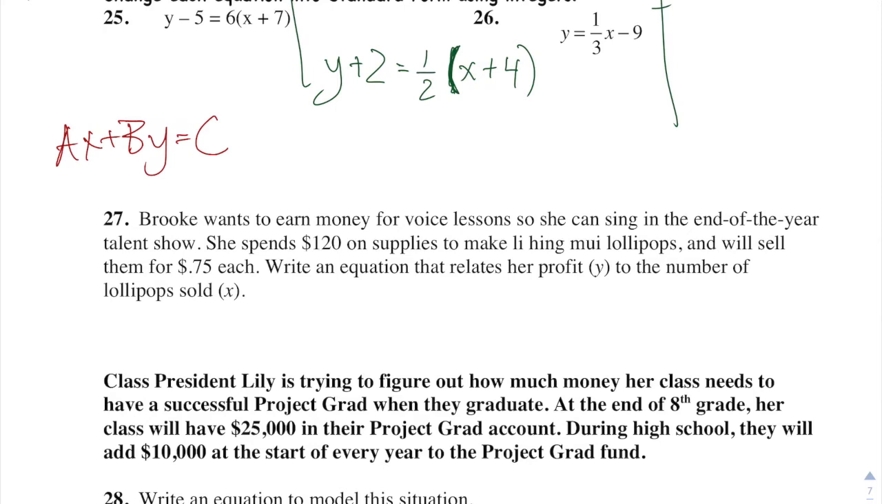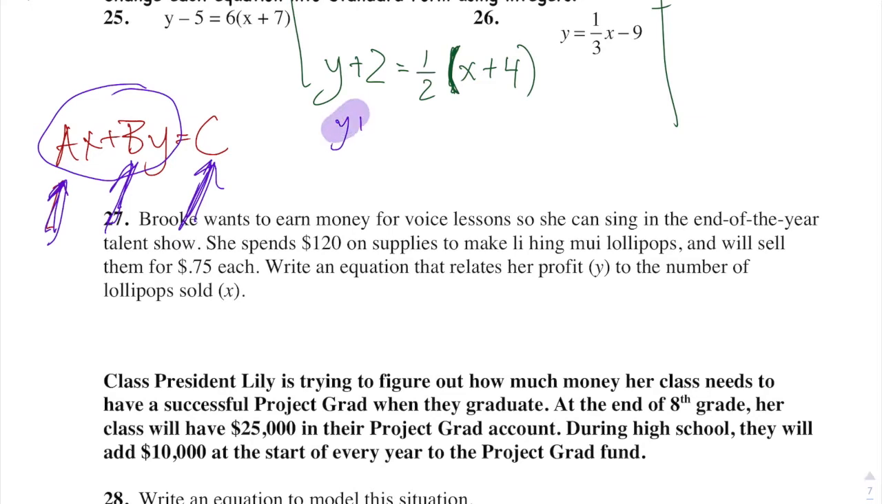Kumu Wen, Kumu Mike, I know Kumu Mike likes to emphasize that he loves to have the A positive. That's just a preference, okay? Standard form, nowhere does it say in standard form that the A has to be positive. The A can be positive or negative. The B can be positive or negative. The C can be positive or negative. It just doesn't matter. Just make sure that the X's and Y's are on the same side of the equation.